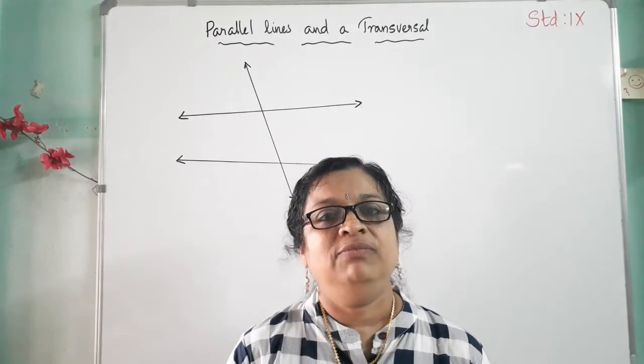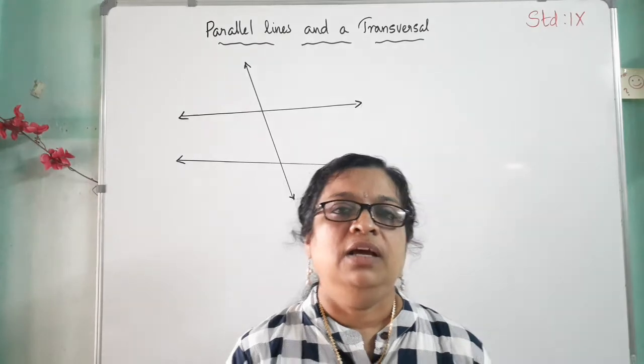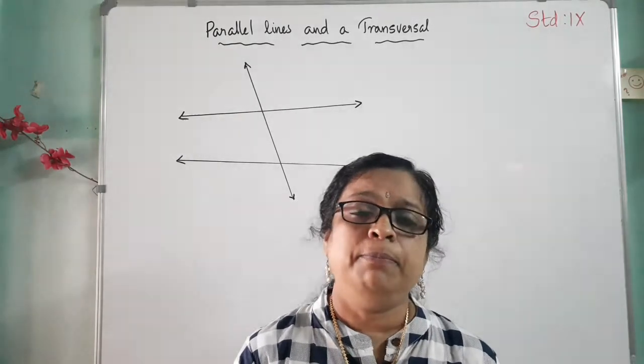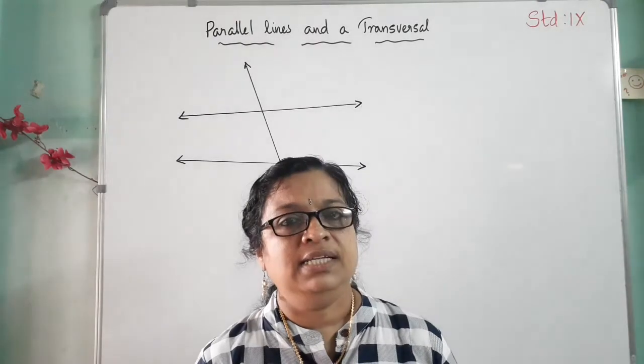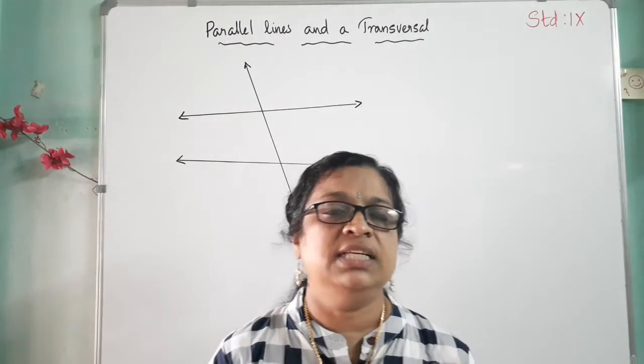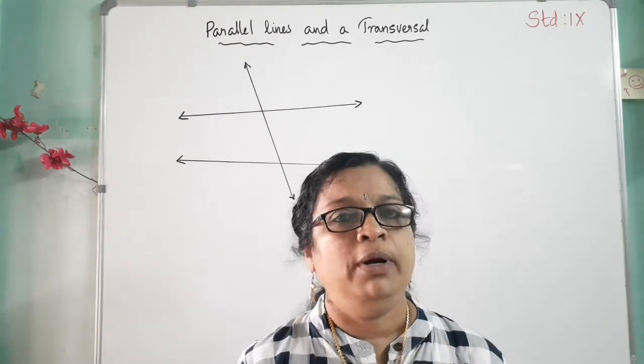In this session we will discuss parallel lines and a transversal. You all know parallel lines and transversal. What are called parallel lines? Parallel lines are two lines which do not intersect each other. Always the distance between them is equal, that is, they have no common point.